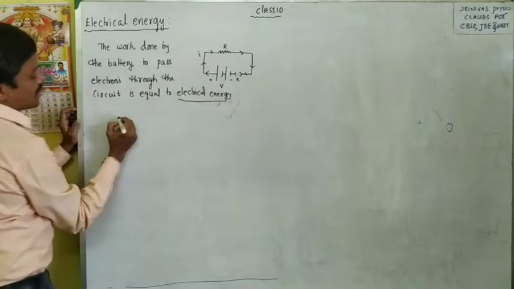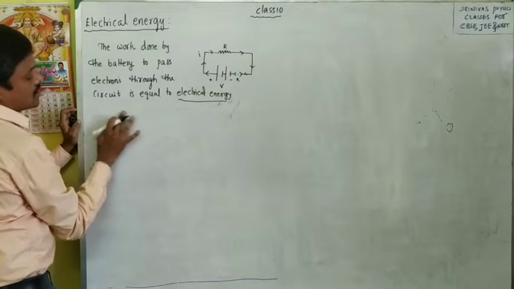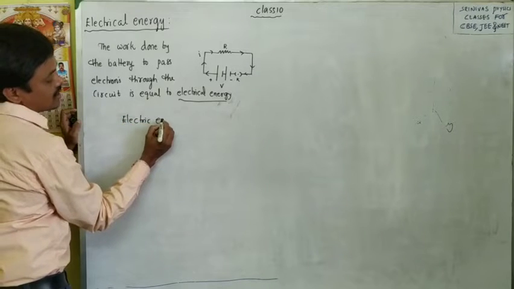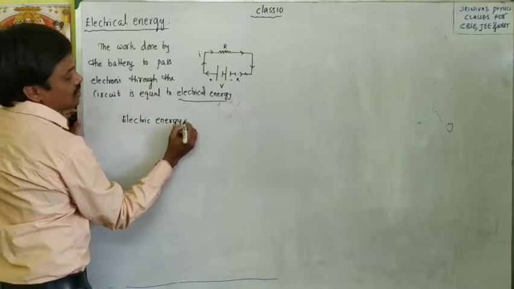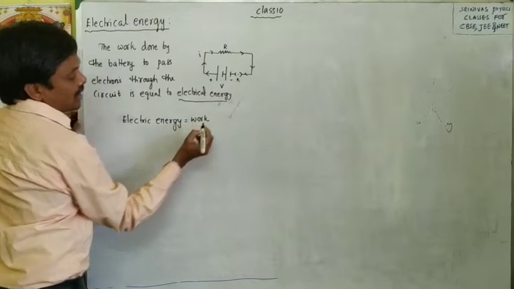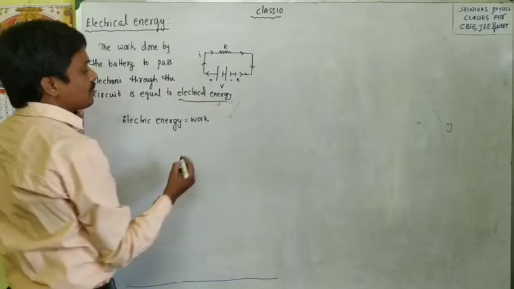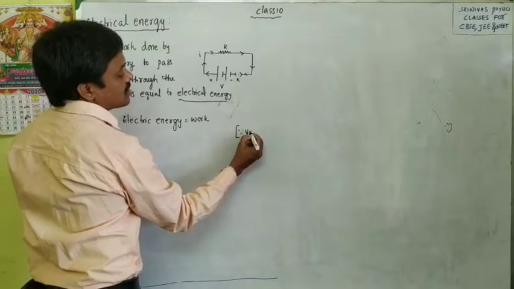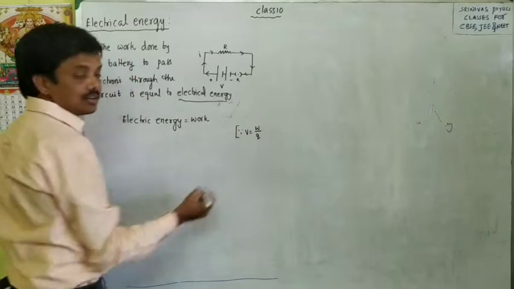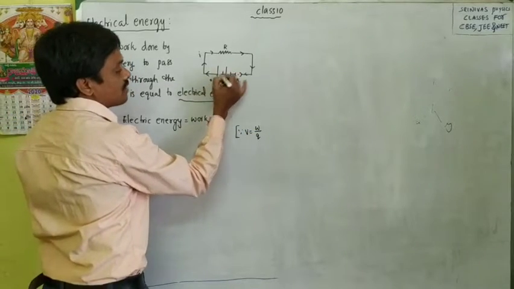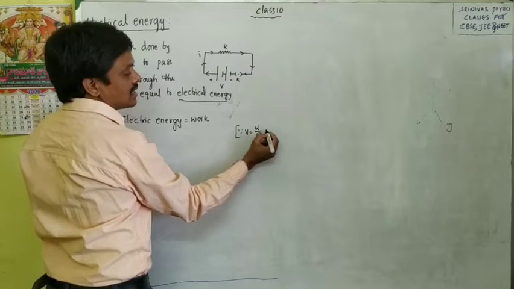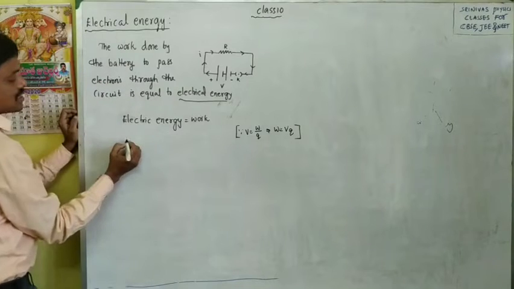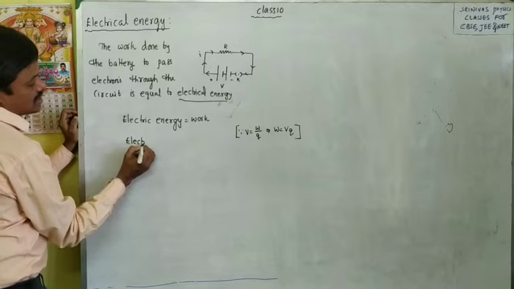Now I want to write the electrical energy formula. Electrical energy is equal to the work done by the battery. Is it right? But what is the work done by the battery? Yes, we know the potential formula. Potential is equal to work by charge. V is the potential difference of the battery. Then work is equal to potential difference into charge.